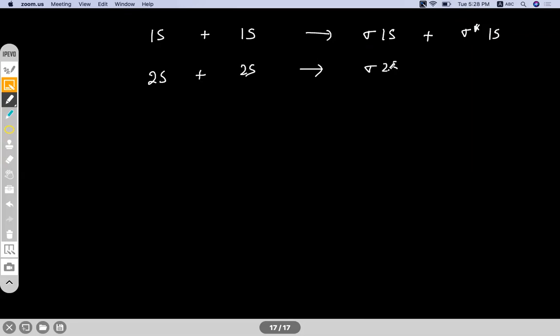So suppose 1s combines with 1s. s always gives you sigma. So we'll get sigma 1s, and we get antibonding also, sigma star 1s. Star means antibonding. If 2s combines with 2s, we again get sigma 2s plus sigma star 2s, antibonding. If it is 2pz, I'll take first, 2pz combines with 2pz, it is sigma 2pz plus sigma star 2pz.